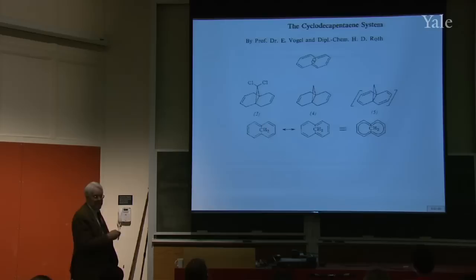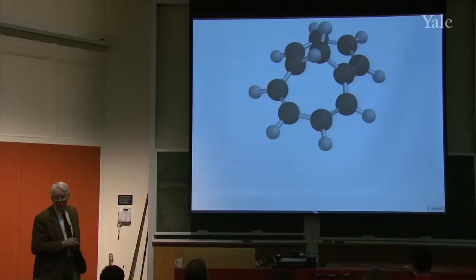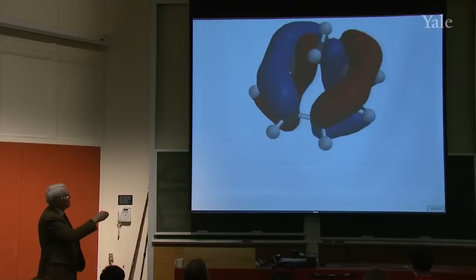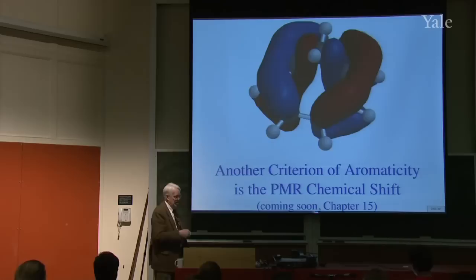Right? And here's a picture of what it looks like. So here's the CH2 bridge across the middle, but all around the periphery, you have 10 atoms with p orbitals. Right? And there's one of the orbitals. And you see that's the one that has two nodes here and here. So you have five p orbitals here and five p orbitals here. Right? So, now, there's another criterion for aromaticity, which is the chemical shift in proton magnetic resonance, and we'll see that next week.